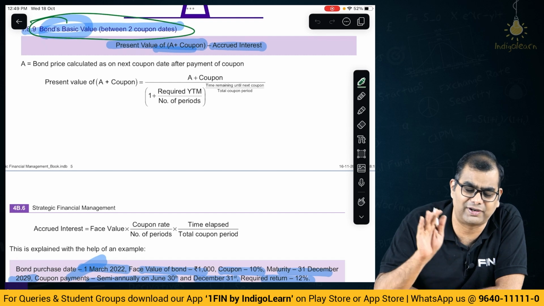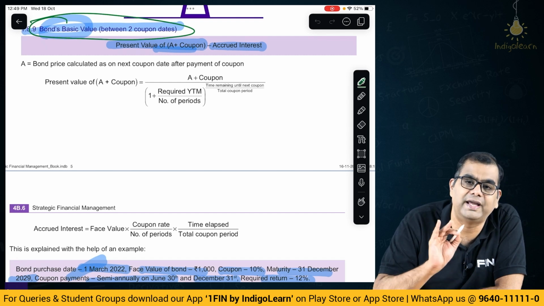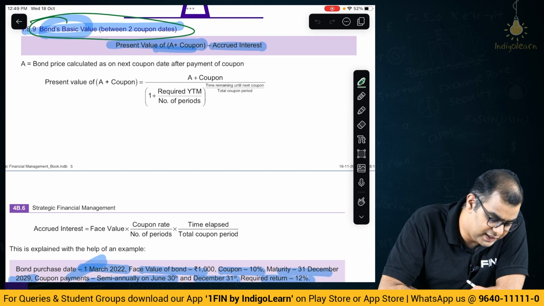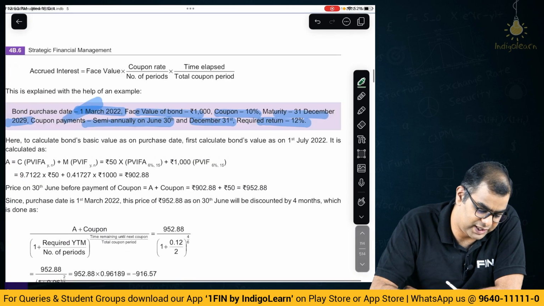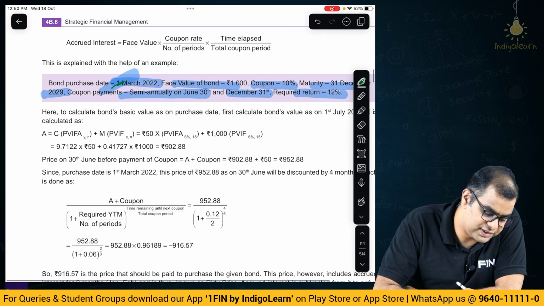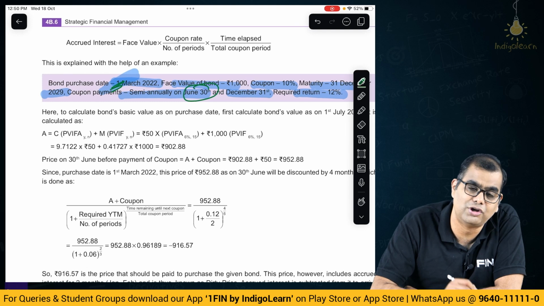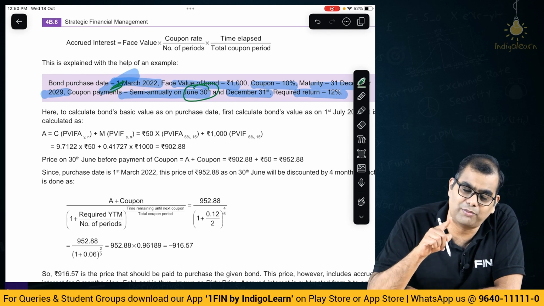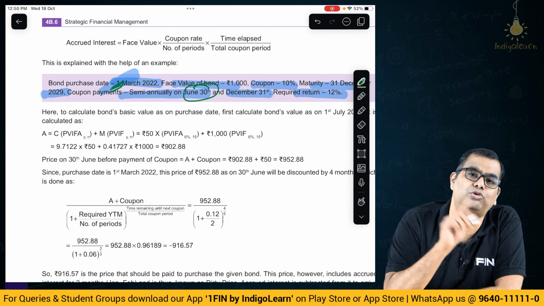What is this A again? Forget that A plus B I was discussing earlier. Just think of this formula as present value of A plus coupon. A is defined here. A is bond price calculated on the next coupon date after the payment of coupon. In our case, purchase date is 1st March. When is the next bond payment made? 30th of June. So, you are going to compute the price of the bond on 30th of June, end of day, immediately after making coupon payment.